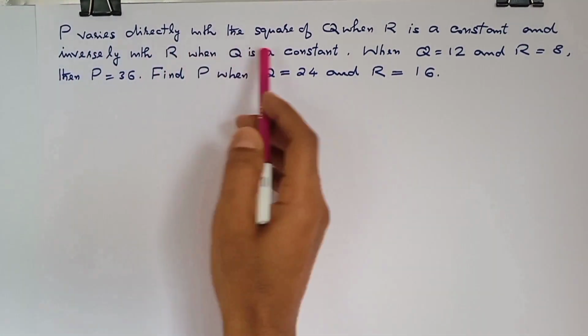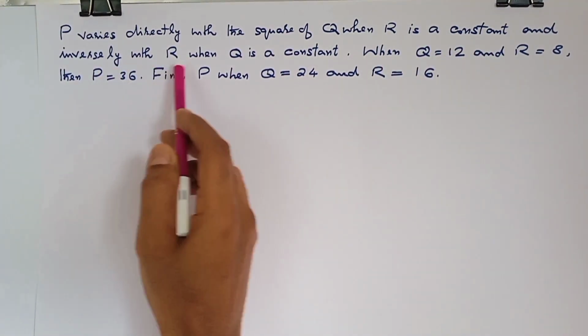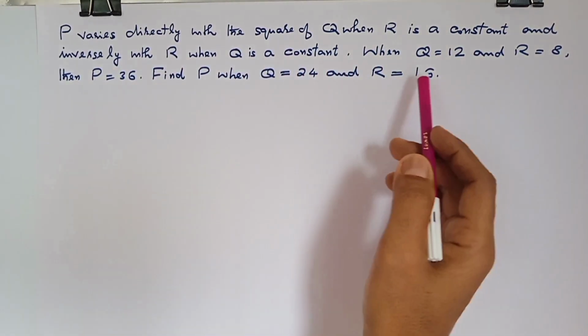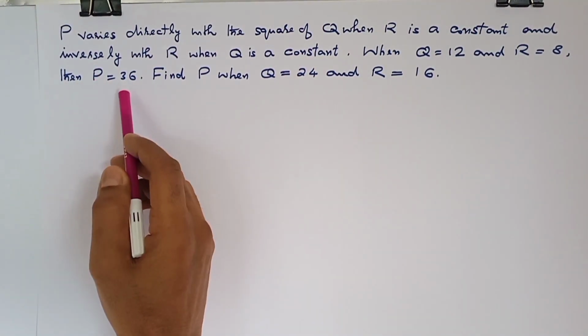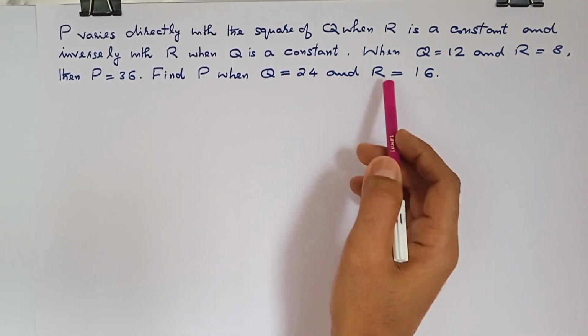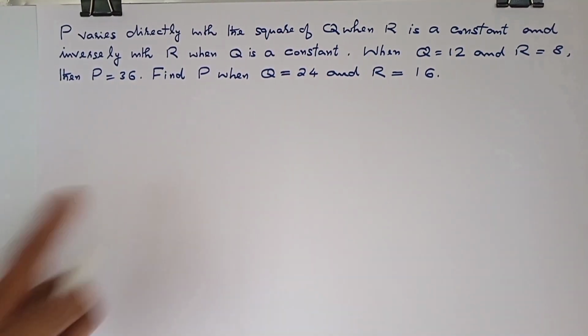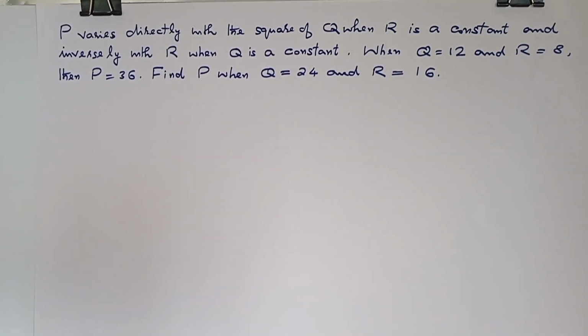P varies directly with the square of Q when R is a constant and inversely with R when Q is a constant. When Q equal to 12, R equal to 8, then P is equal to 36. Find P when Q is equal to 24 and R is equal to 16. This problem is based on joint variation. I would encourage you to go through the other video of mine explaining the concept of joint variation to help you understand this solution much better.